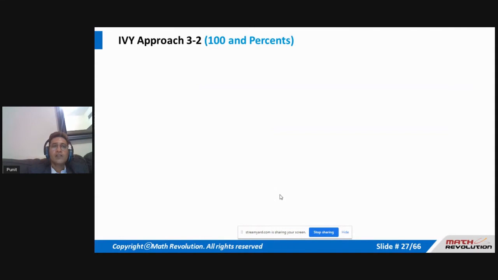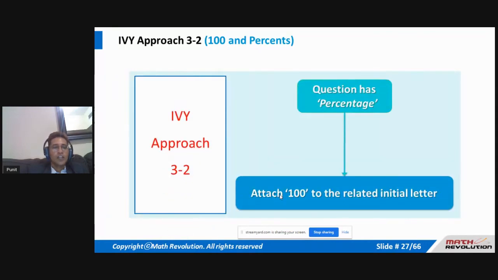Let's go with 100 and percent, which is IV approach 3-2. If you're dealing with percentages, we need to attach 100 to the related initial letters. If you remember, when I started talking about the IV approaches, it was all about percentages. I said conjoin 100. So if your question has fractions, you attach the LCM of the denominators. If your question has percentages, you attach 100 to the initial letter.